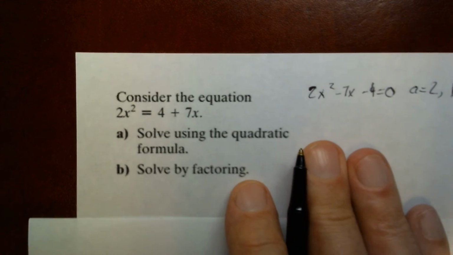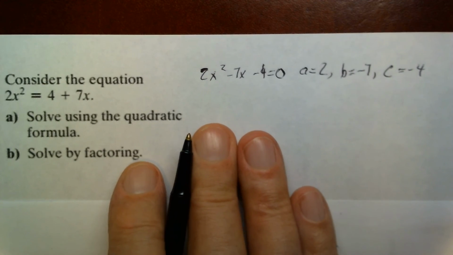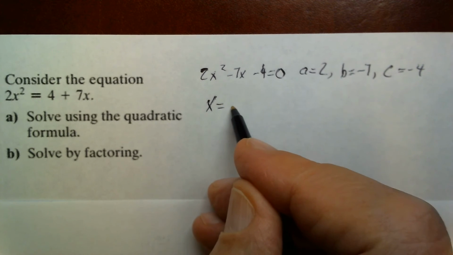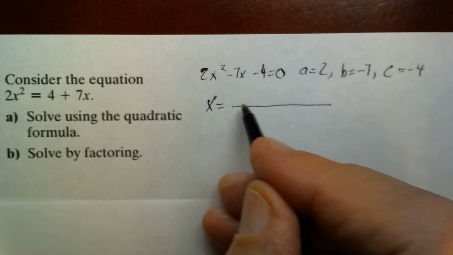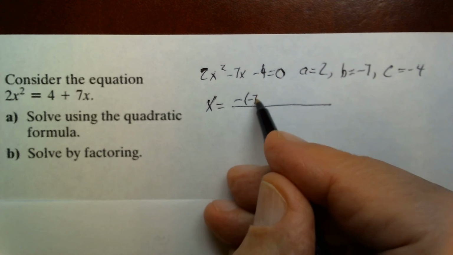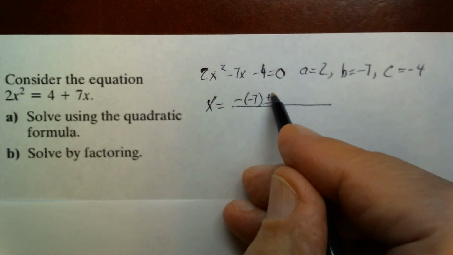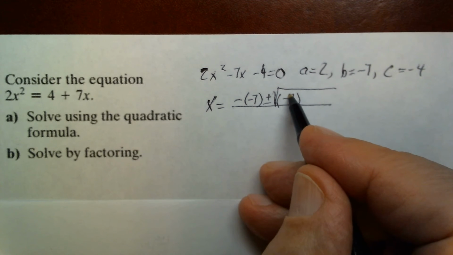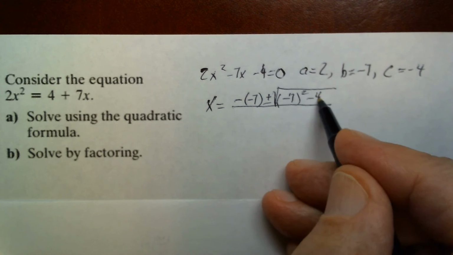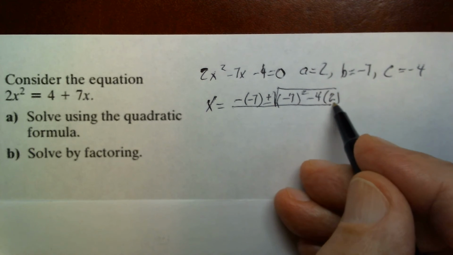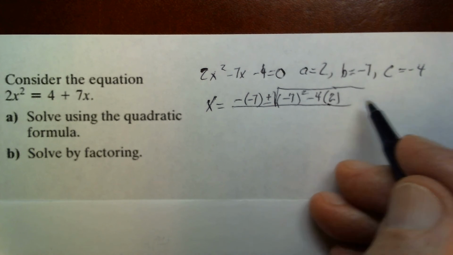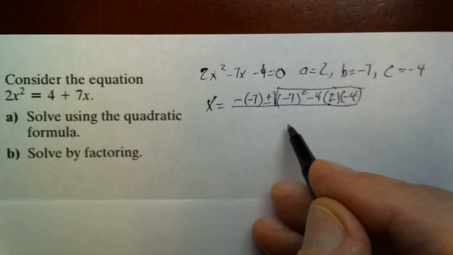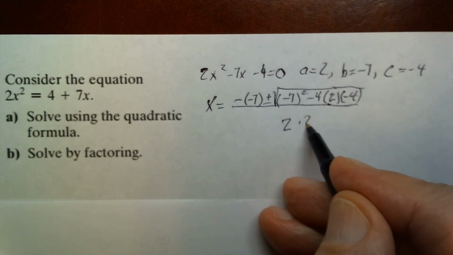Applying the quadratic formula, x is equal to minus b, so minus negative 7, plus or minus the square root of minus 7 squared, minus 4 times a, minus 4 times 2, times c, and c is negative 4, divided by 2 times a, or 2 times 2.